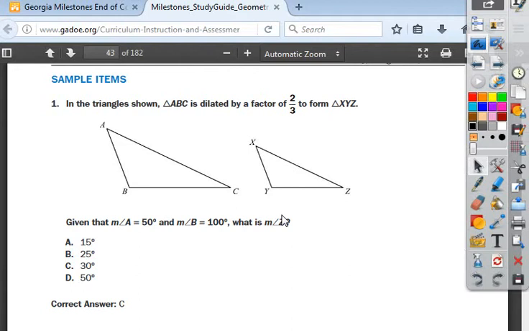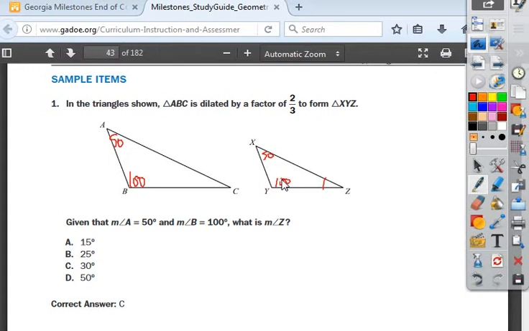A is 50, B is 100. It says, what is angle Z over here? How am I going to find that? It says these two things are similar. What does that mean for angles? The angles are going to be the same. So if this one's 50, that one's 50. If B is 100, then Y is 100. So how would I find Z? Add them up and?